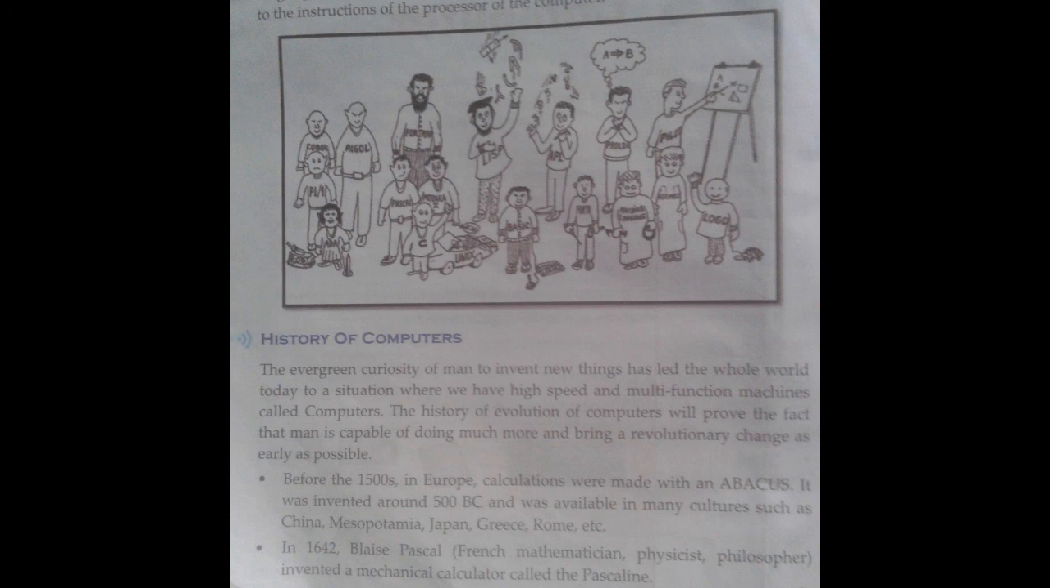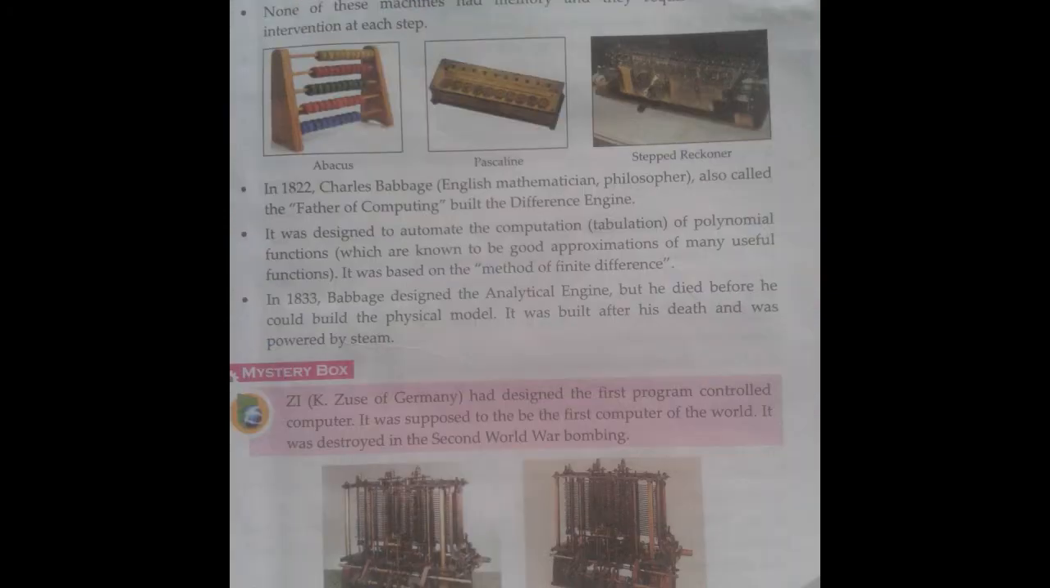Then in 1671, Gottfried von Leibniz extended the Pascaline machine to do multiplication, division, and square root.